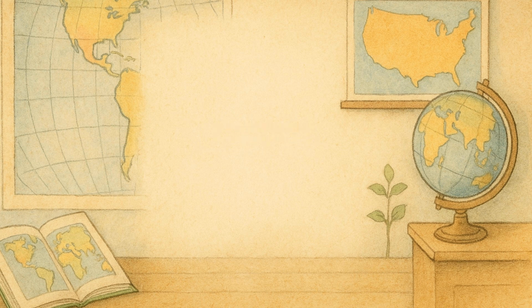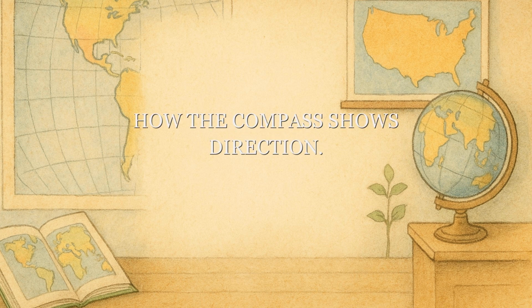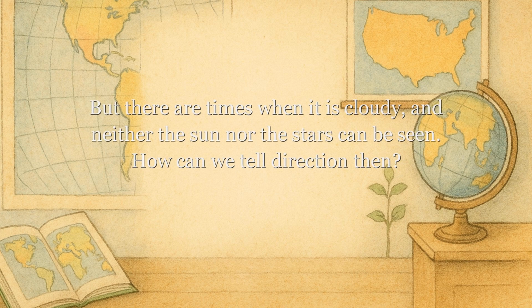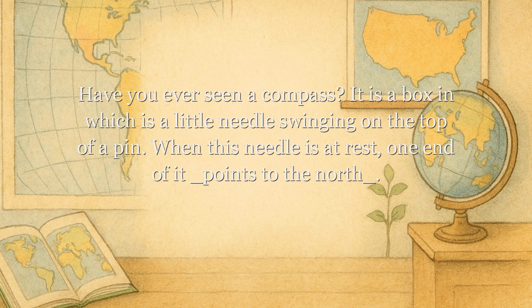Lesson IV. How the compass shows direction. But there are times when it is cloudy and neither the sun nor the stars can be seen. How can we tell direction then? Have you ever seen a compass? It is a box in which is a little needle swinging on the top of a pin.